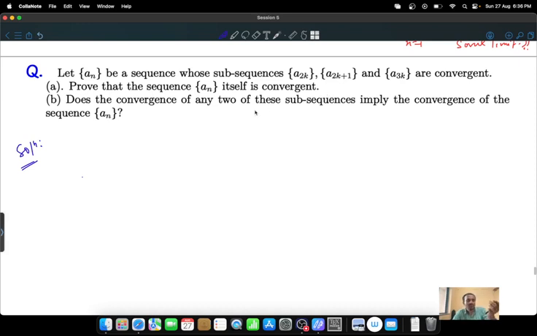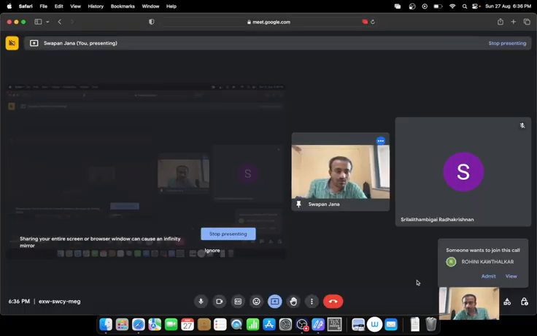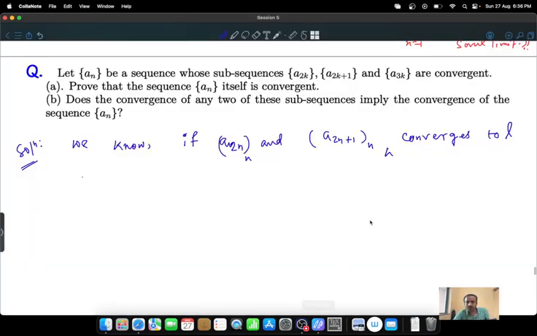Now my target is to show that a_n is convergent. So we know that if a_{2n} and a_{2n+1} both converge to L, then a_n actually converges to L. That we know, right? There is no confusion on this.